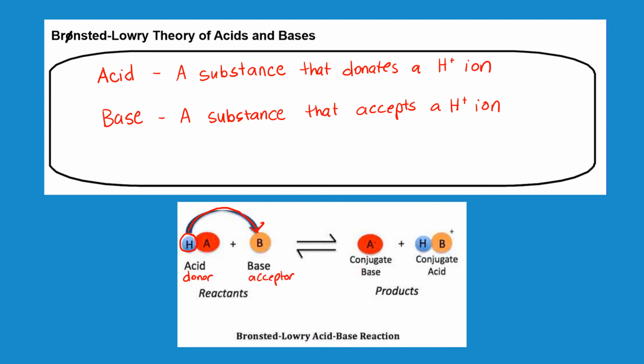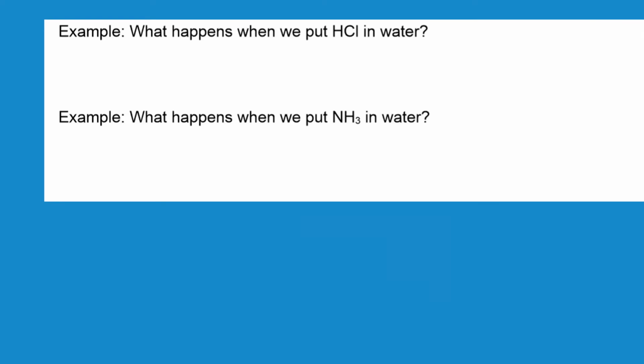Now with the products, if this happens to be in equilibrium, and why wouldn't it be, because we've been studying equilibrium all along, we end up with a conjugate base and a conjugate acid. So that base, once it's accepted the hydrogen ion, becomes the conjugate acid. So we end up with a conjugate acid going with the base and an acid going with its conjugate base. So we get those conjugate acid-base pairs. We're going to look at conjugate acid-base pairs in just a second.